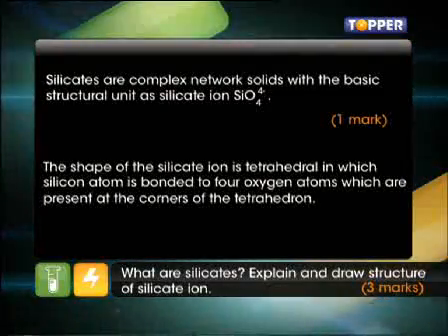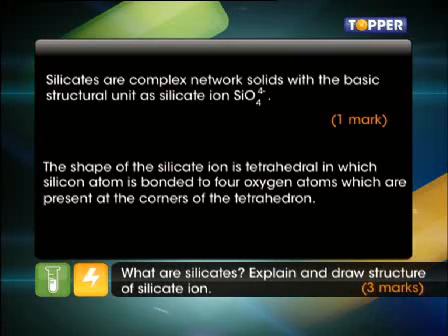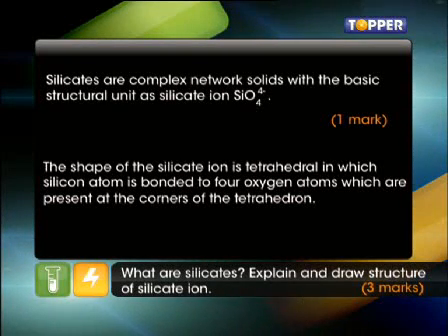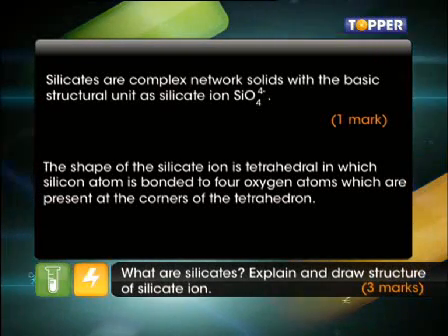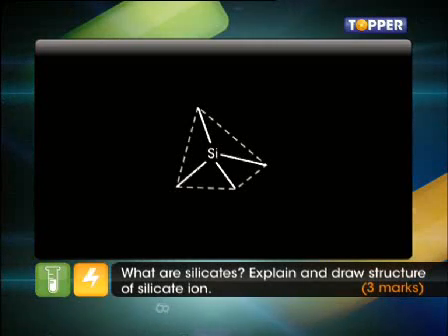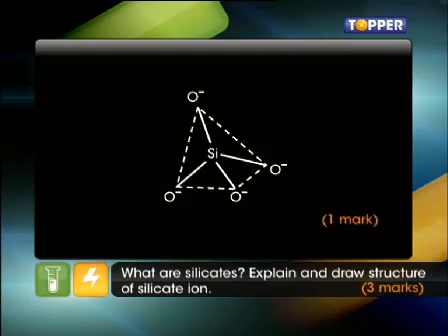The shape of the silicate ion is tetrahedral. Here, silicon atom is bonded to 4 oxygen atoms which are present at the corners of the tetrahedron. Explanation of the shape will fetch you 1 more mark. Next, explaining correct tetrahedral structure with the help of a diagram will fetch you the last 1 mark.